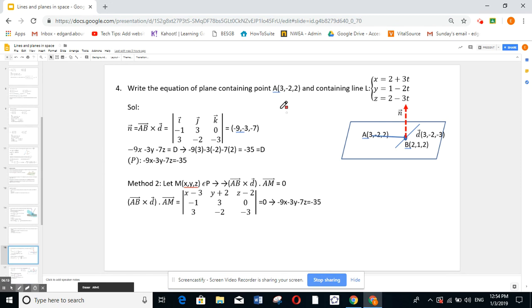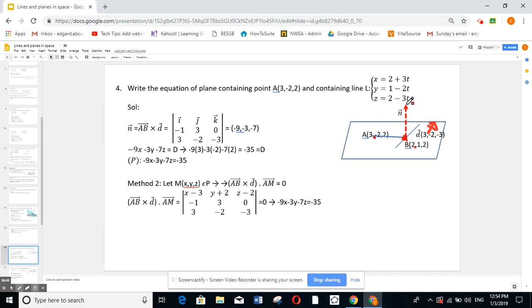Write the equation of the plane containing the point A. This is the point A here. And containing this line. Because it contains this line, I know the directing vector of the line, which is 3, minus 2, minus 3. This is the directing vector. It's a vector parallel to the line. And you can take a particular point here. I name it B, whose components are 2, 1, 2. So I have a point, and I have a directing vector.